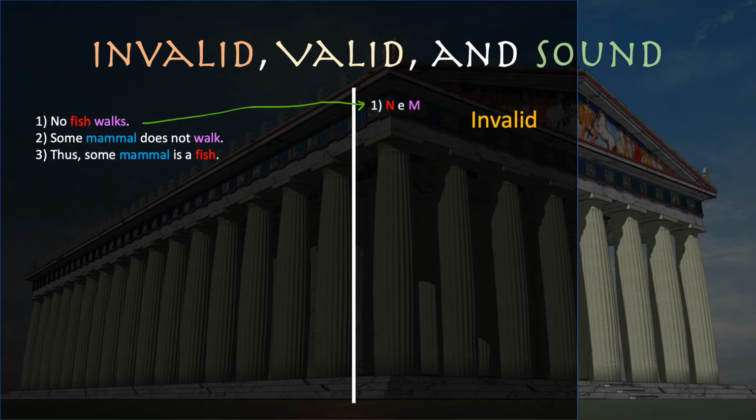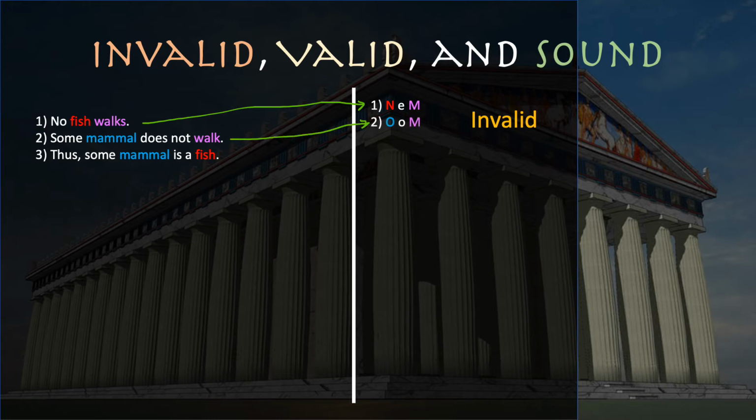Premise 1 can be represented like this. The two capital letters are separated by a lowercase letter. The capital letters are variables corresponding to the two terms in the proposition. The first term is the major term. The second term is the middle term. The lowercase letter separating these two capital letters is E. That's because the kind of proposition in question is a universal negative proposition. So the two capital letters are variables corresponding to the two terms, and the lowercase letter represents the kind of proposition that relates these two terms. In this case, a universal negative proposition.